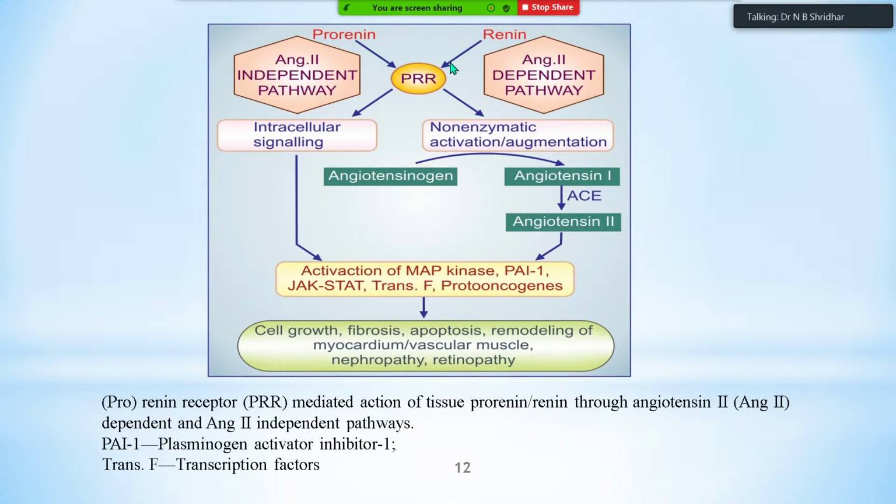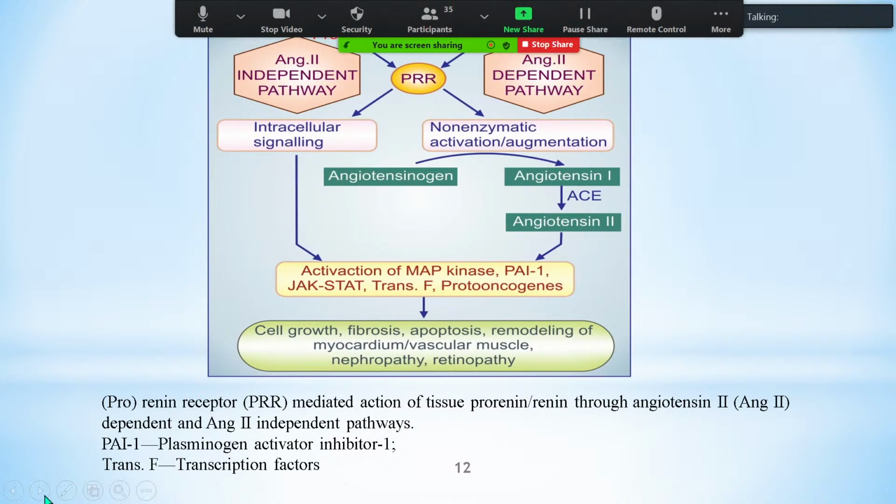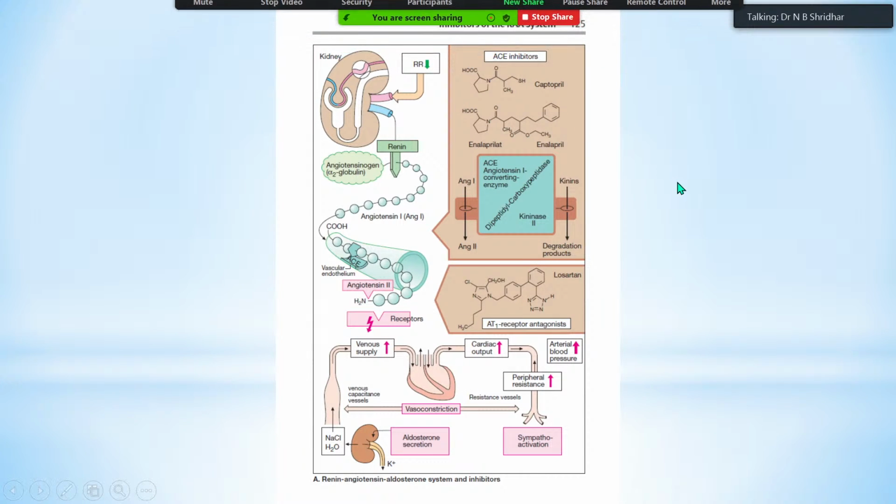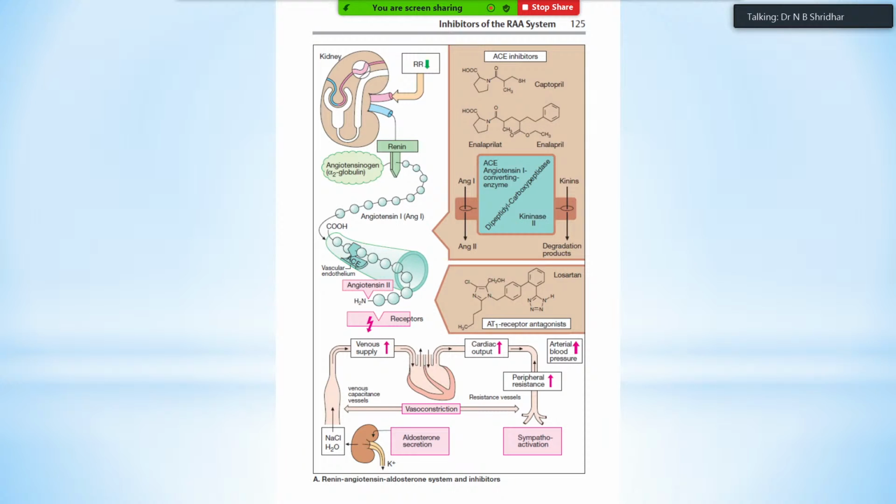Of course, renin also acts on the PRR, and non-enzymatic conversion of angiotensinogen 1 to 2 occurs, whereas the intracellular signal activates MAP kinase and many other intracellular substances. This is also another chart which shows the inhibition of the RAS system. What happens is that the renin-angiotensin system is one of the important systems.